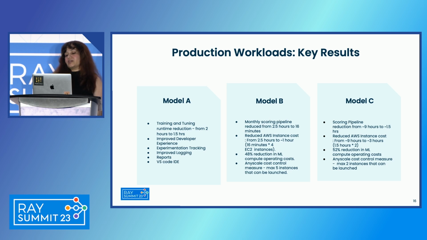Similarly, for the third model that we migrated, we saw a massive reduction in the runtime for the scoring pipeline from 9 hours to 1.5 hours. We also experienced that the AWS cost and Anyscale cost, the combined cost of the use case, reduced by 52%. And in this model also, we had set some cost control measures.